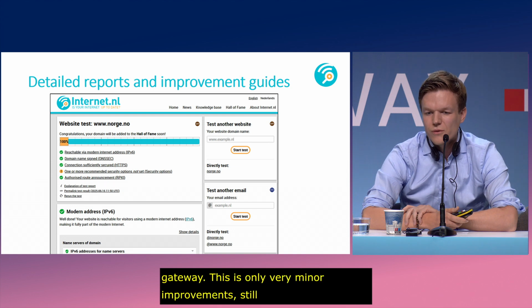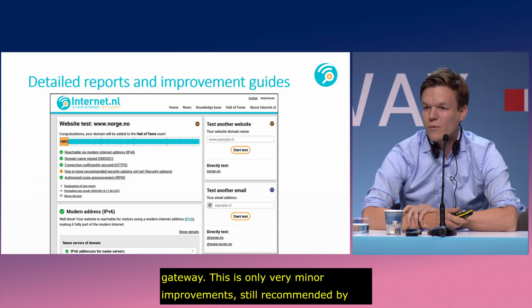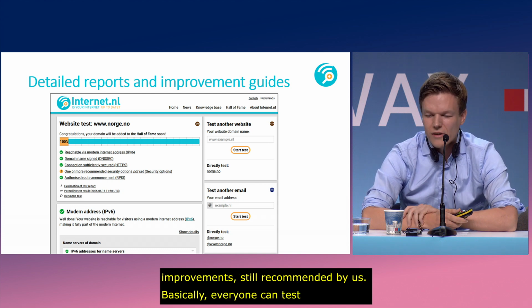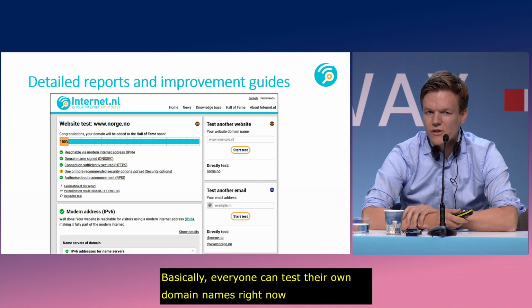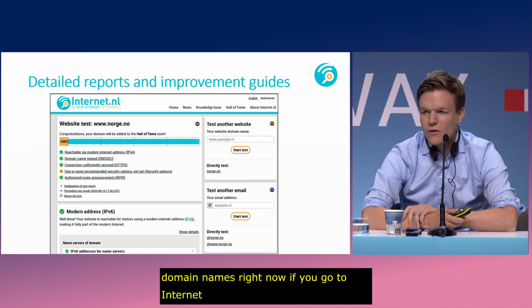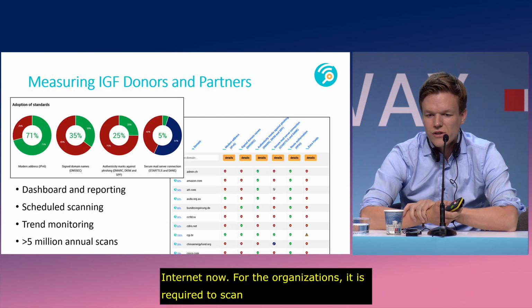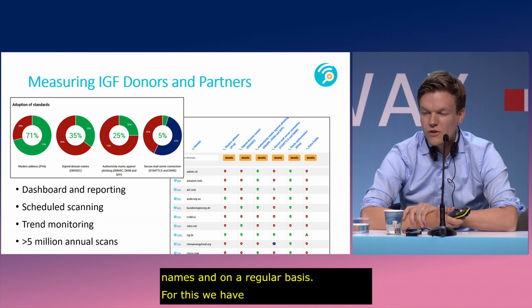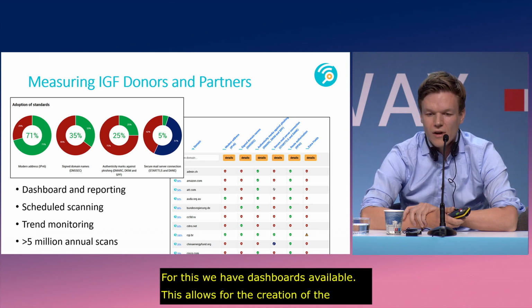So this is the individual testing, in which basically everyone can test their own domain names right now if you go to internet.nl. However, for organizations, it's mostly required to scan a lot of domain names on a regular basis. For this, we also have a dashboard available. This allows for creation of reports, scheduled scanning, and trend monitoring over time.